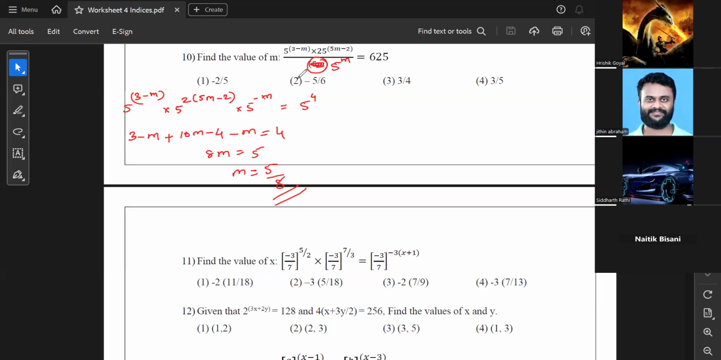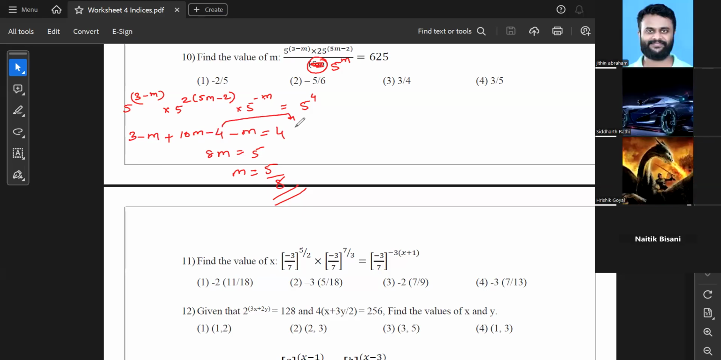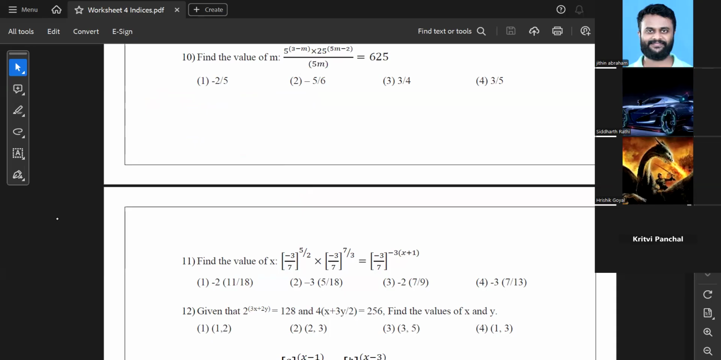Okay. Rishik, tell me what's your query? Sir, I had a doubt. How did you get 8m is equal to 5? It's 10m minus m minus m. That gives you 8m. Sir, the 5 part I didn't understand. 3 minus 4 is minus 1. Minus 1 goes to the other side and becomes plus 1. Acha, got it. Okay. Sir, my internet was lagging. The options are wrong, right? Yeah, options are wrong. Okay, thank you.